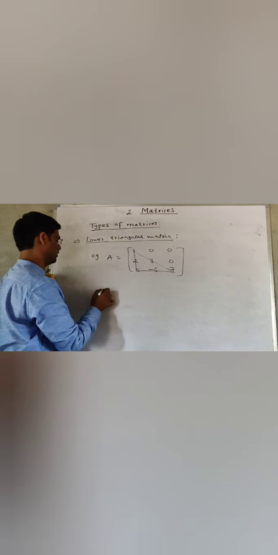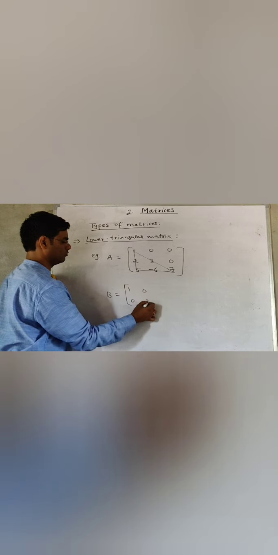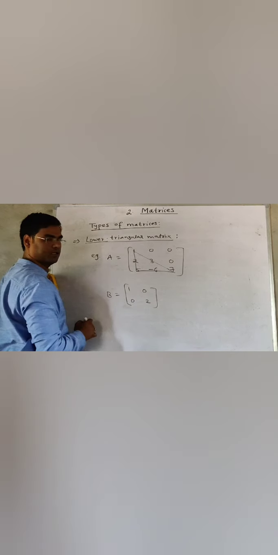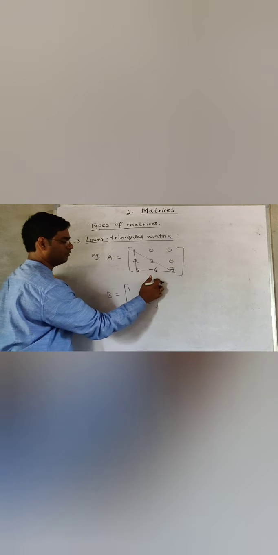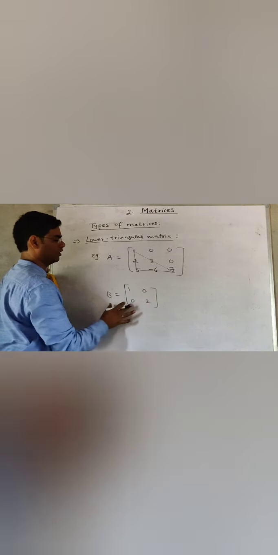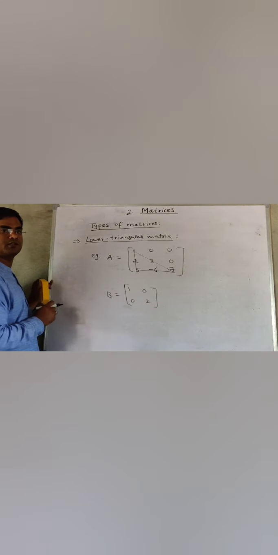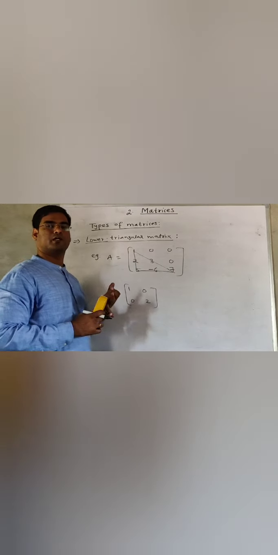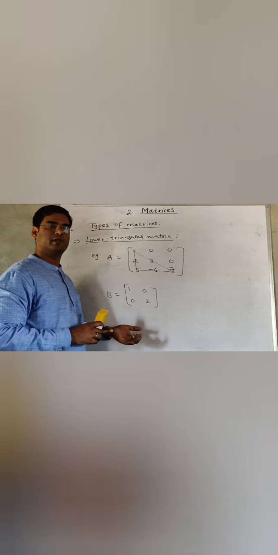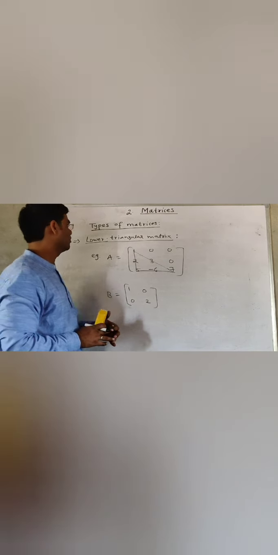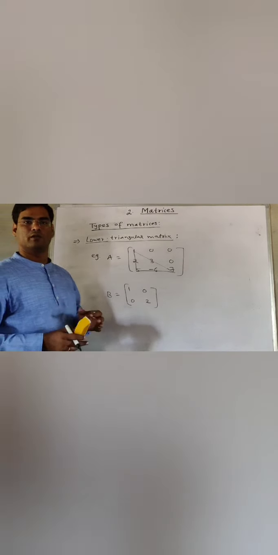Suppose B is a matrix having elements 1, 0; 0, 2. What are the diagonal elements here? The diagonal elements are 1 and 2, and the elements above the diagonal and below the diagonal are both 0. Therefore this is an example of both upper as well as lower triangular matrices. So a diagonal matrix is always upper as well as lower. A scalar matrix is also upper as well as lower. An identity matrix is also both upper and lower triangular. Together, lower and upper triangular matrices are known as triangular matrices.